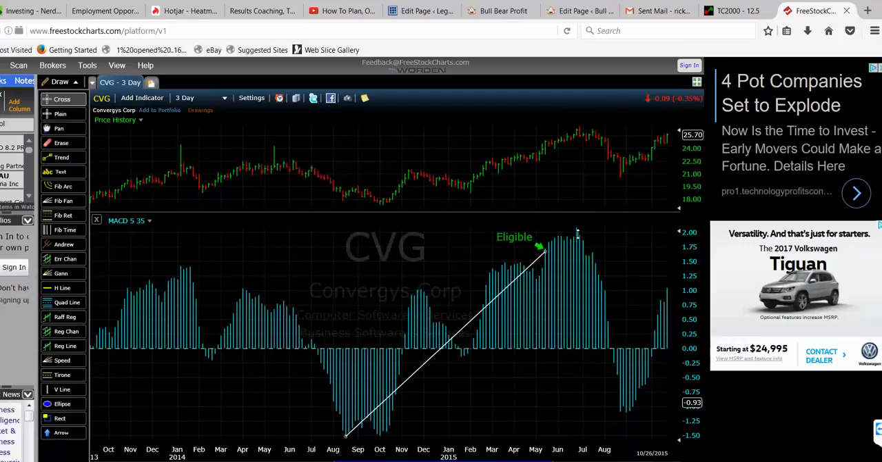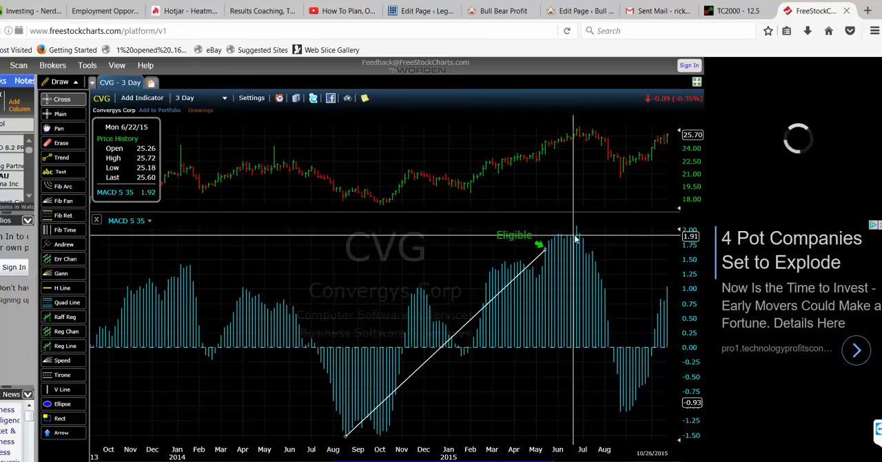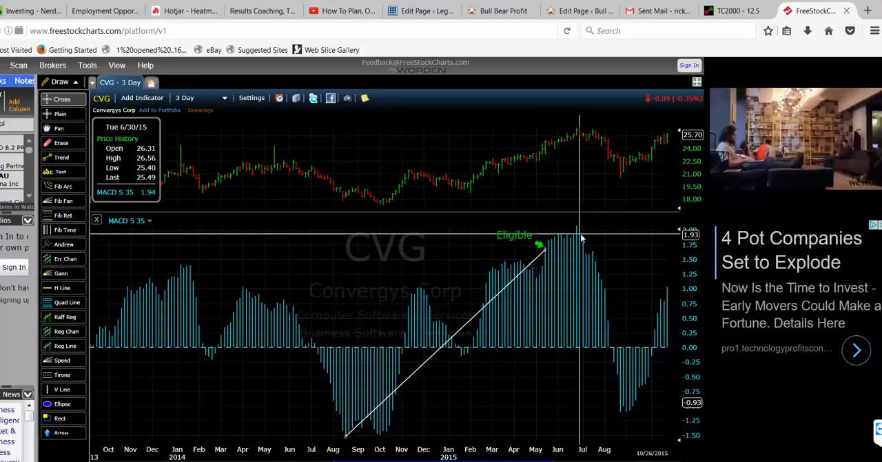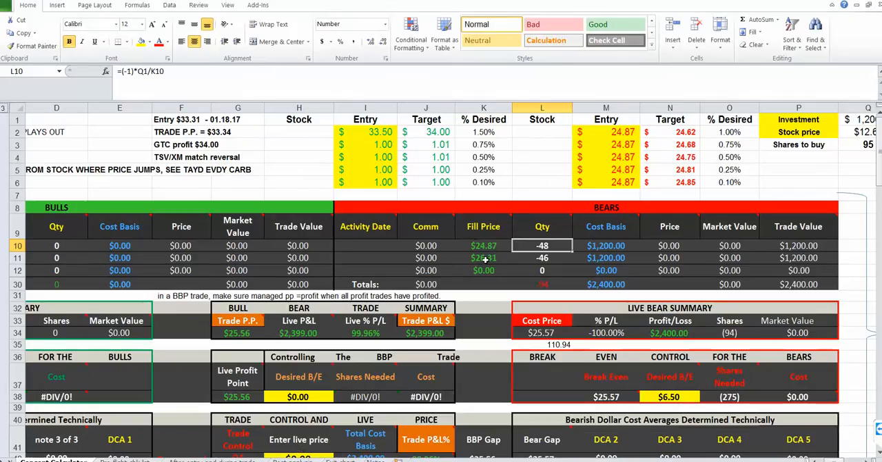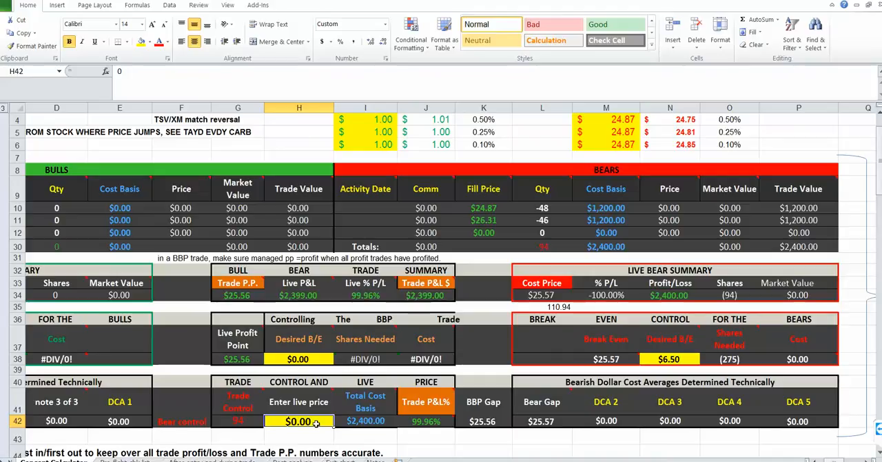We're still going through, and I'm just visually going up. Well, there's the big bar here. That shot up. So that obviously, I'm going to wait for a reversal. The reversal occurred here. And it was at 26.31. And 26.31. So we're going to buy 46 shares or short 46 shares. That gives us a profit point of 25.56. That also, by the way, is where our trade is going to break even. 25.56.